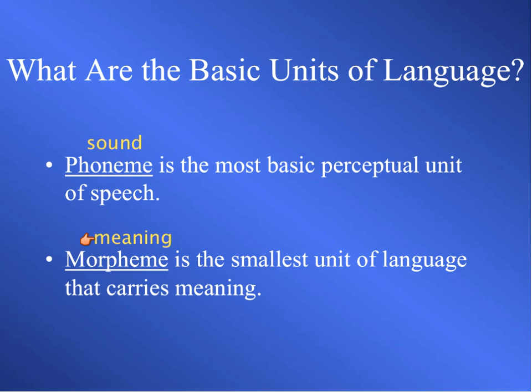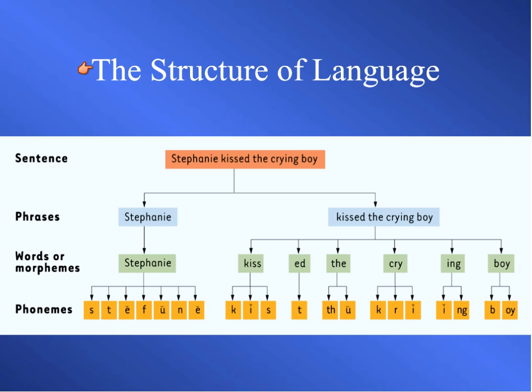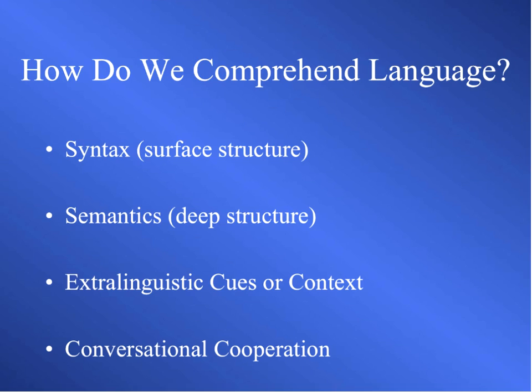And then I briefly put up this hierarchical structure of language slide showing you how sentences break down into phrases, phrases into words or morphemes, and then individual phonemes, those sounds that comprise those specific words. Where I want to go now, briefly, is to a discussion of elements that help us comprehend language. That is, what are the things outside of the words themselves that help us comprehend what people are saying to us, or help other people understand things that we might be saying to them.